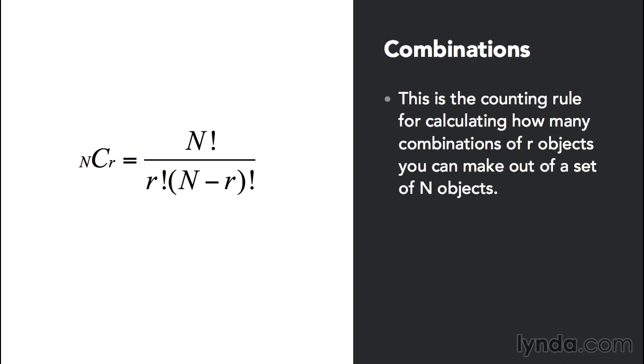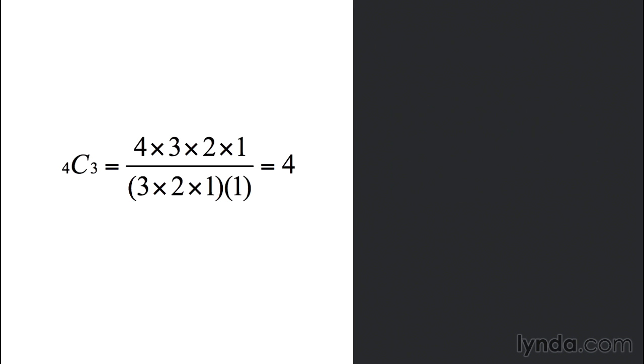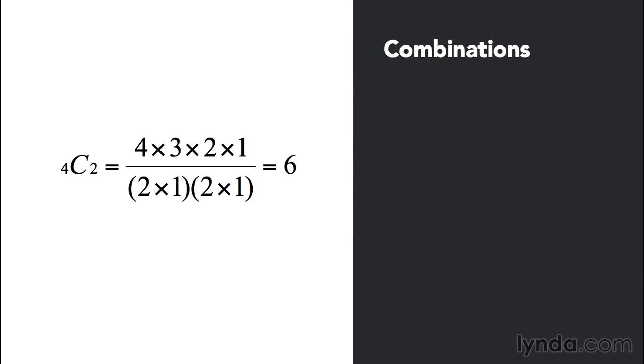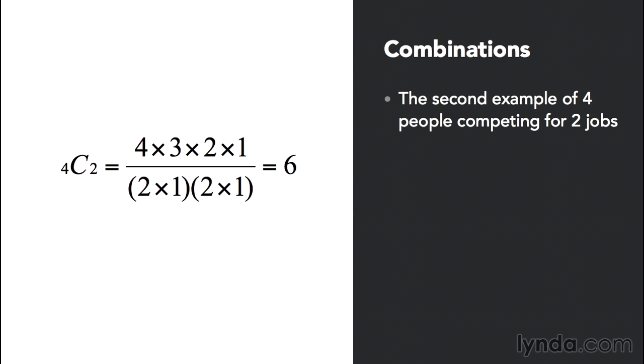Here's the general formula for what we just did. This is the counting rule for calculating how many combinations of R objects you can make out of a set of N objects. NCR is the way statisticians abbreviate that: the number of combinations of N things taken R at a time. That's equal to N factorial divided by R factorial times N minus R factorial. So for the first example of 4 people competing for 3 jobs, that's 4C3, 4 factorial divided by 3 factorial times 1 factorial, which is 4. And for the second example of 4 people competing for 2 jobs, that's 4C2, 4 factorial divided by 2 factorial times 2 factorial, which is 6.